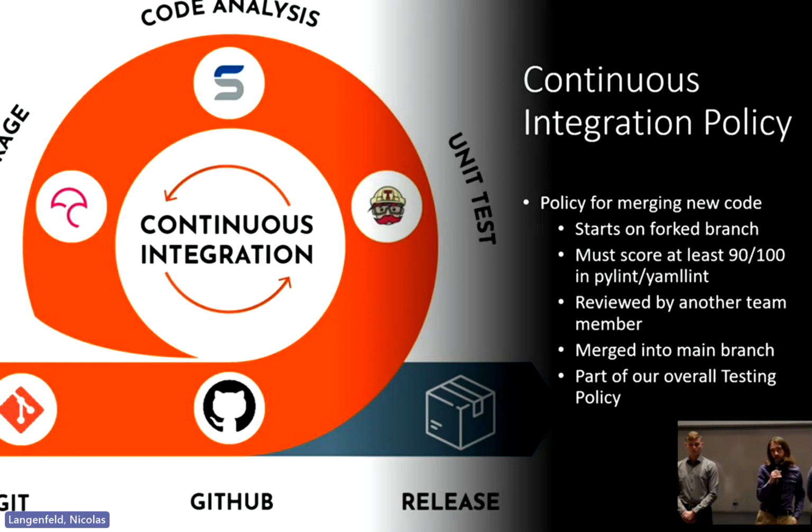So our policy essentially was that you needed to start on a forked branch initially. You then needed to score at least a 90 out of 100 in Pylint or Yamllint, and then it needed to be reviewed by another team member before it could be merged into the main branch. Once you did all three of those things, you merge it into the main branch, and if problems arise, problems arise. But the whole purpose is that we want to make sure that we're not just deploying things to main willy-nilly. And overall, the continuous integration policy was just one part of our overall testing policy to make sure that everything is working and everything is up to a certain standard.